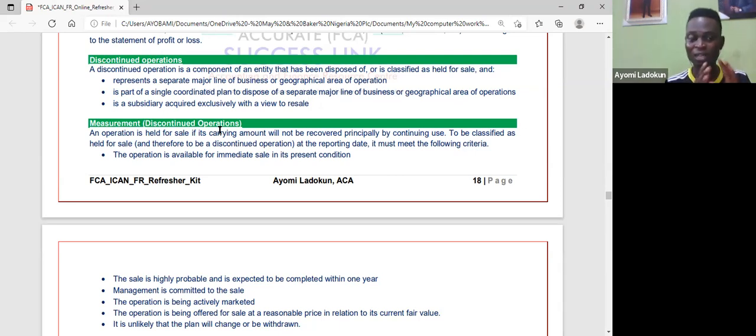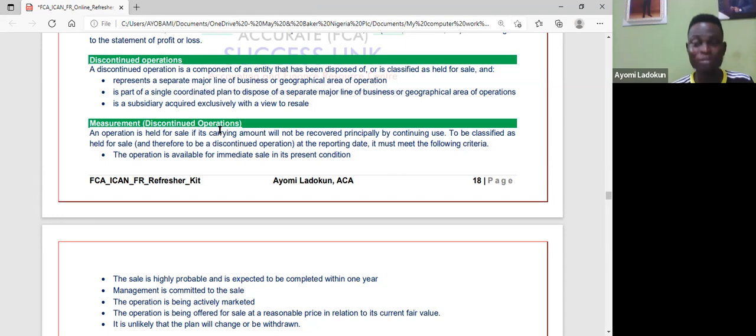So let's say during the accounting period, your company has about 5 outlets and they are classified as operations, okay? Then during the year, they decide to discontinue one of them. At the year end, that operation will be recognized as a discontinued operation. That's why I said it is a component of an entity that has either been disposed of. So they have sold it during the year. So when they are preparing the accounts at the end of the year, it will be taken as a discontinued operation. Or is classified as held for sale. So that means they've not sold it, but they want to sell it. So they class it as held for sale.